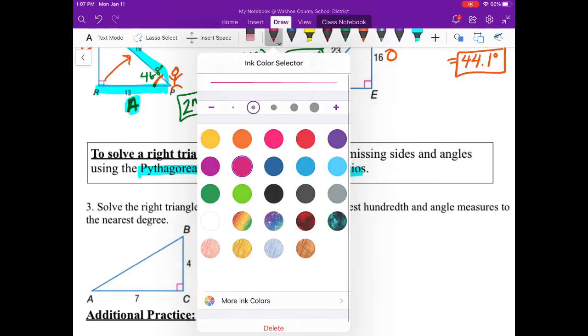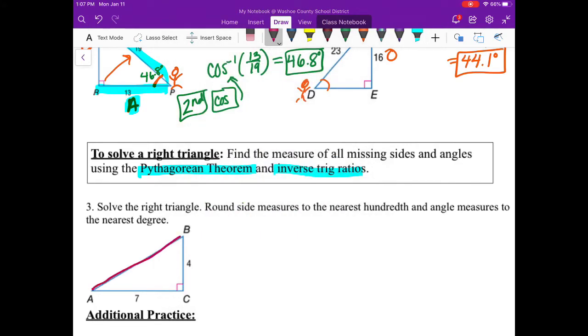So looking at this example, when we're looking for the missing side, in this case the hypotenuse, we're going to use a squared plus b squared equals c squared. Okay, so it doesn't really matter which one you call a or b. A squared plus 7 squared equals c squared. I'm going to simplify this. And when I take the square root in my calculator, I get 8.06. So we just found the missing side.